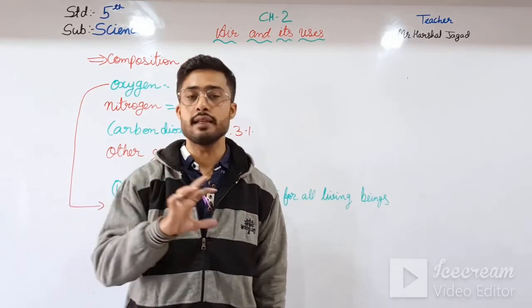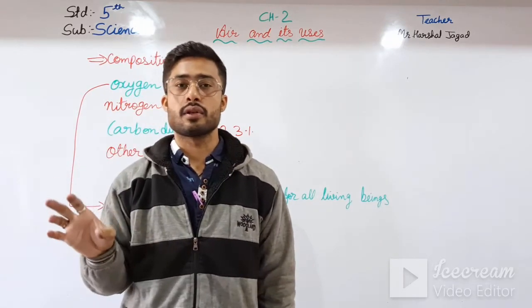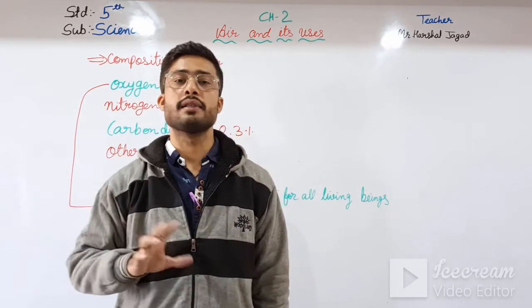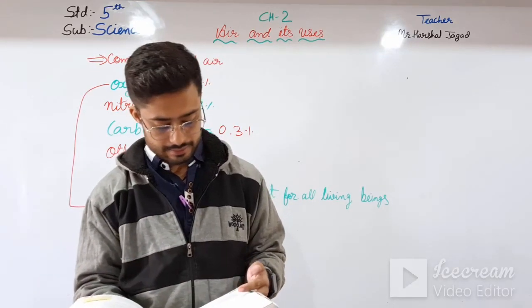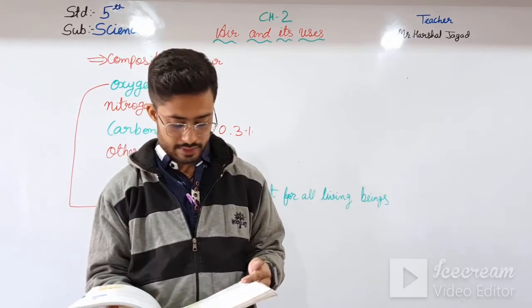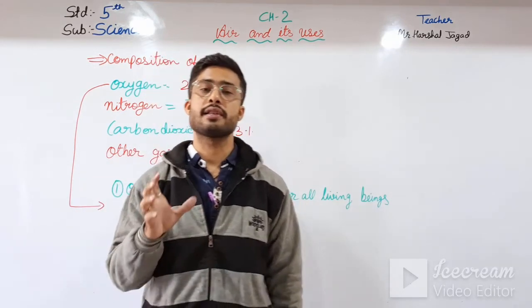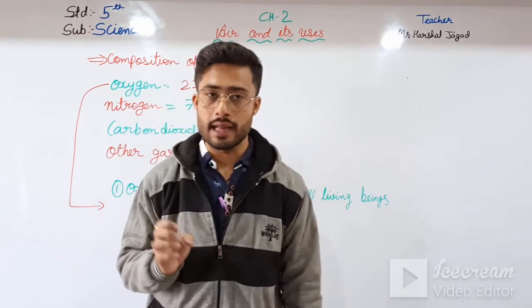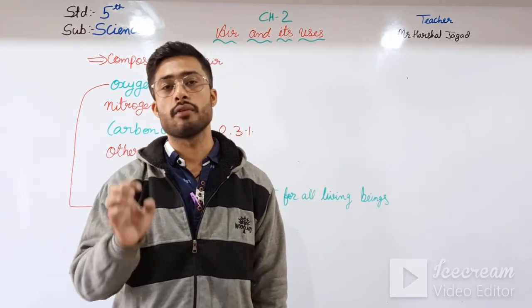So the carbon dioxide we throw on a fire will put the fire off. Next, it also traps solar energy and keeps the earth warm. It means the solar energy is trapped by the carbon dioxide and it keeps the earth warm.